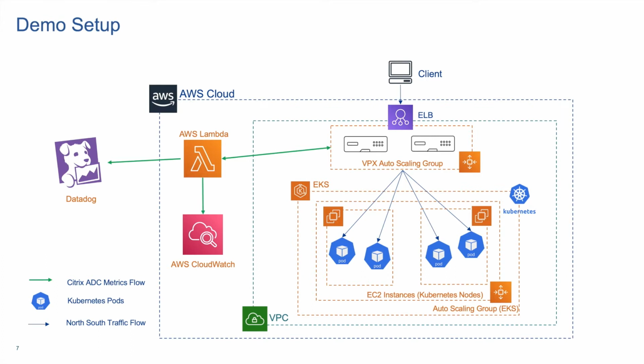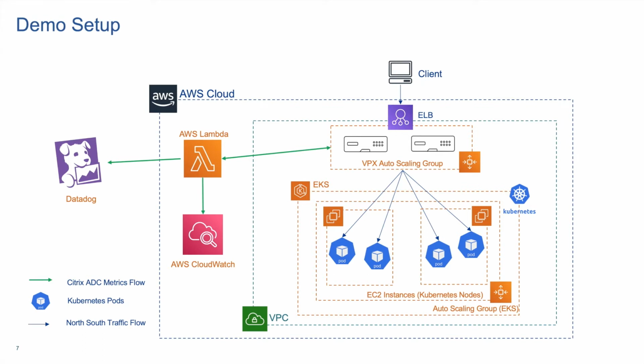And I also have an autoscaling group which has a couple of Citrix ADC VPXs, and these VPXs would be front-ending my Kubernetes pods. In short, the VPX would load balance the microservices that are running inside my Kubernetes cluster. So this is just a sample deployment. The backend applications can be anything. It can also be a VM-based application or microservices like I'm showing here. The idea is to illustrate that this solution works across any deployment models.